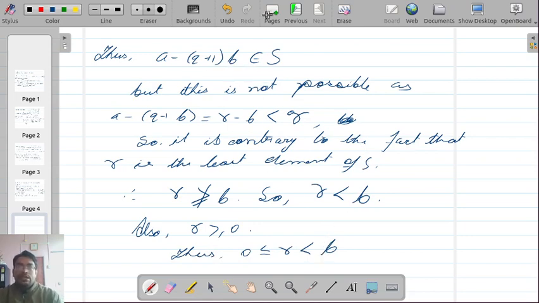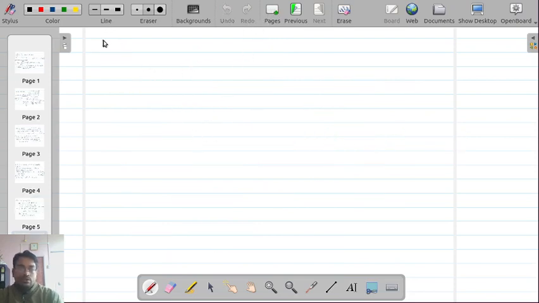Now we will show the uniqueness part. The R that we have chosen by the well-ordering principle is unique. And not only R, the Q is also unique. So the uniqueness part, uniqueness of Q and R.